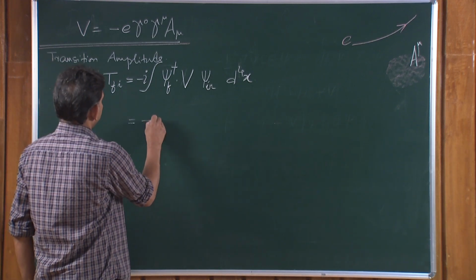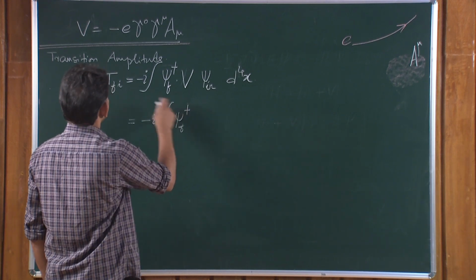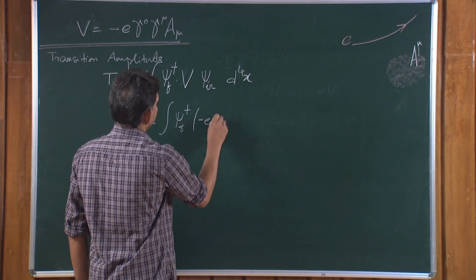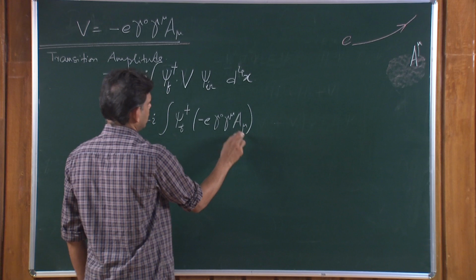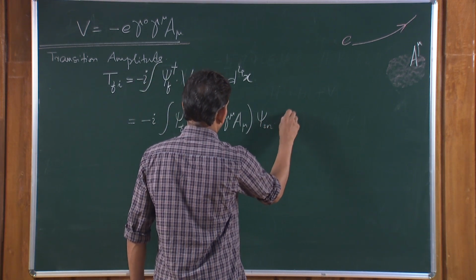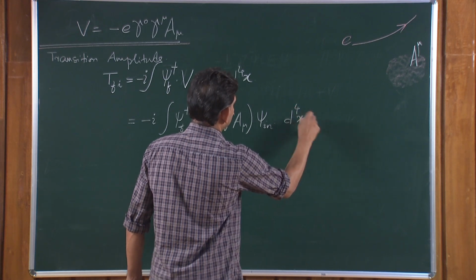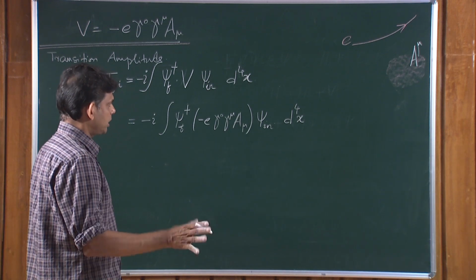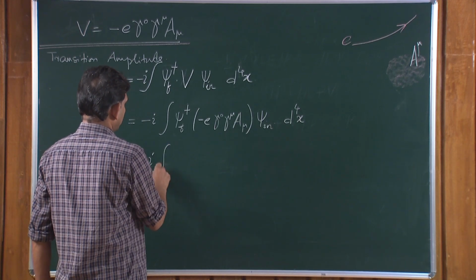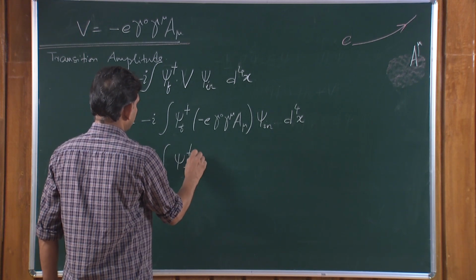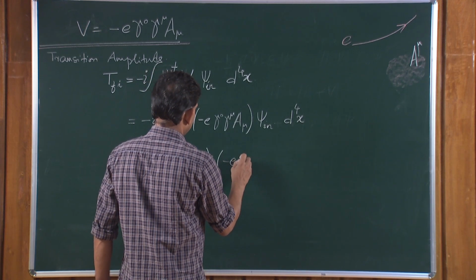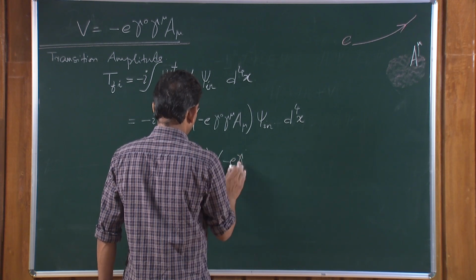So, now this is minus I integral psi f dagger, representing the electron which is going out, and then we have the potential, which is minus E gamma mu A mu, summed over mu, and psi in, integrated over the 4-dimensional space-time volume. This can be written now as minus I integral psi f dagger, I will take gamma 0 along with this, and the rest of it is minus E gamma mu, even minus E I can take out.